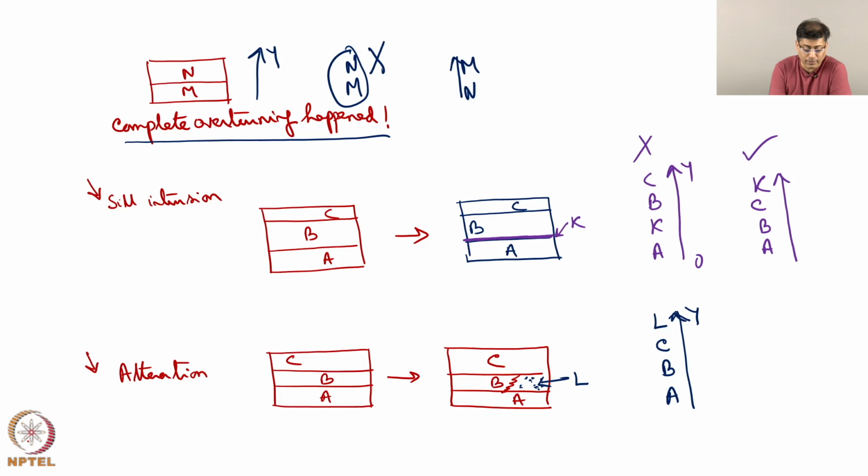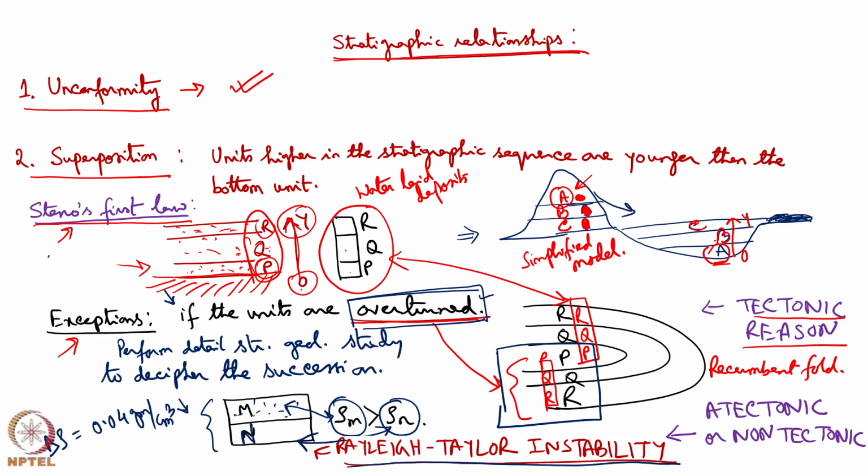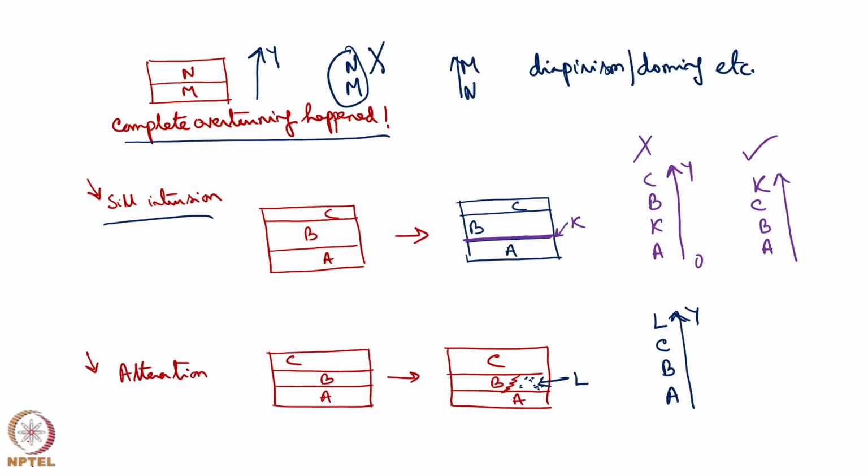There are ways of doing, and for that one can look at the concept of diapirism, doming, etc. We will now take a case of sill intrusion and see that the principle of superposition, Steno's first law, will not work in this case.